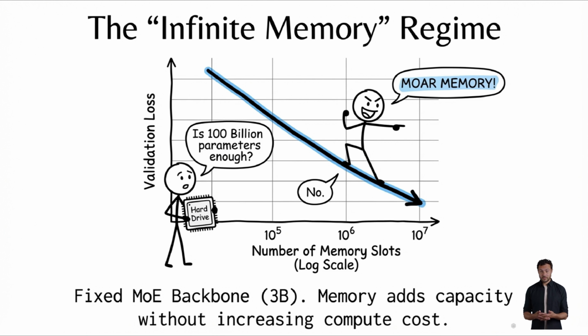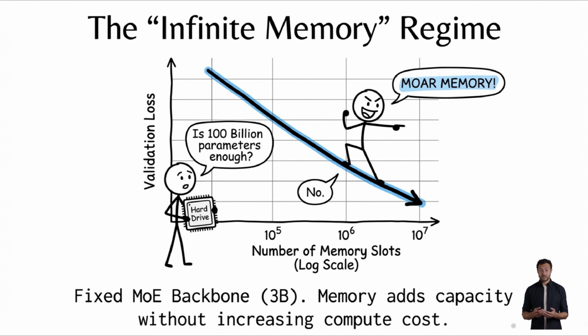In the infinite memory regime, the big idea is that we stop scaling the backbone model and instead scale the external memory. On the graph, as the number of memory slots grows on a log scale from about 10 to the 5 up to 10 to the 7, the validation loss keeps dropping. That means the system is effectively gaining capacity by storing and retrieving more information rather than cramming everything into parameters.